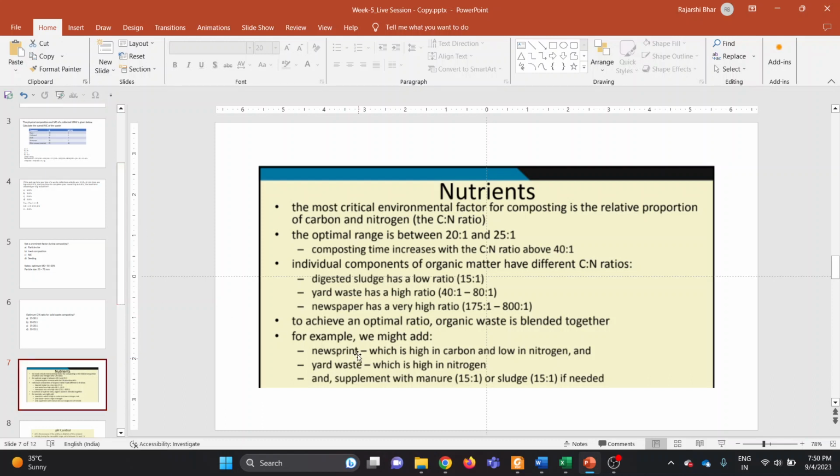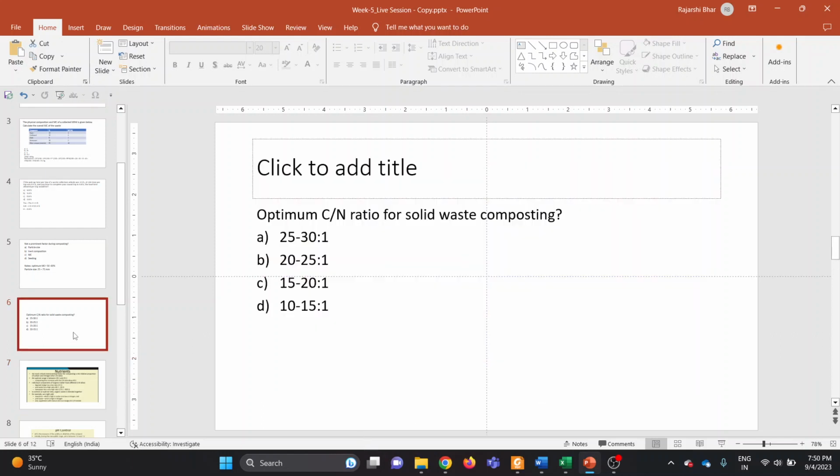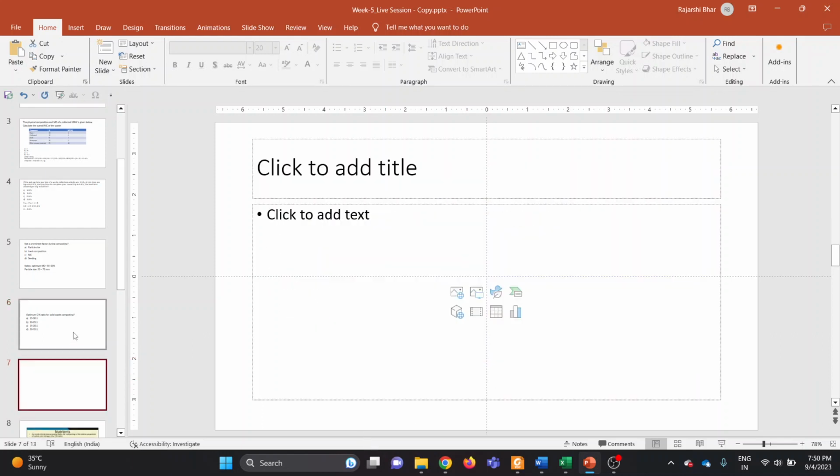Then again, here are a few examples, like newspaper. As you can see here, very high moisture, high carbon content and low nitrogen content. Yard waste has high nitrogen content. So these are some of the supplementary materials that can be added, which can be manure or sludge. Then the next question. It is again a theoretical one.